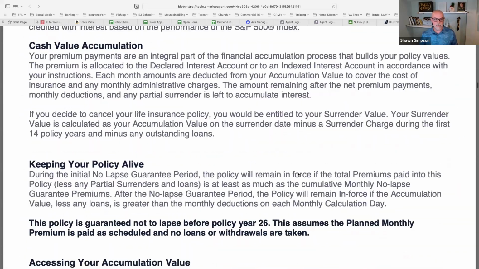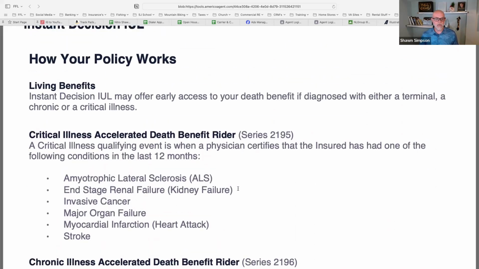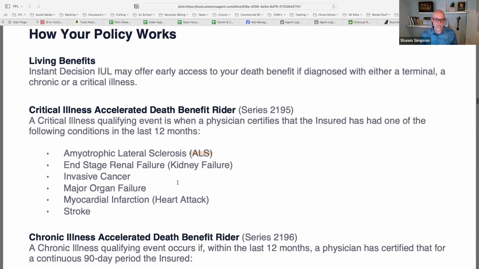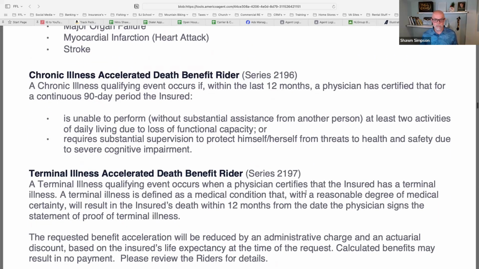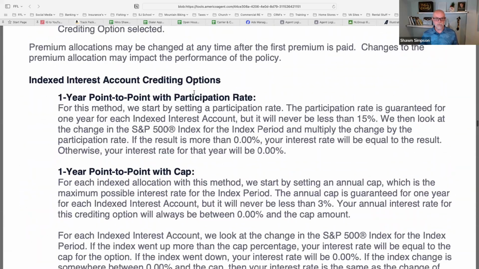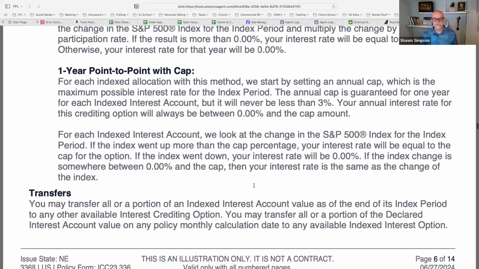So then you come down here. You can go through all of this with your client. Here it goes into living benefits a little bit deeper. Critical illness, accelerated death benefit, right? And this goes into what happens if in the last 12 months you have ALS or kidney damage, cancer, major organ, heart attack, stroke, right? Chronic illness, you can explain it right here. Terminal illness, you can explain it right here, okay? So down here explains the participation rate, indexing, and it also explains the cap.